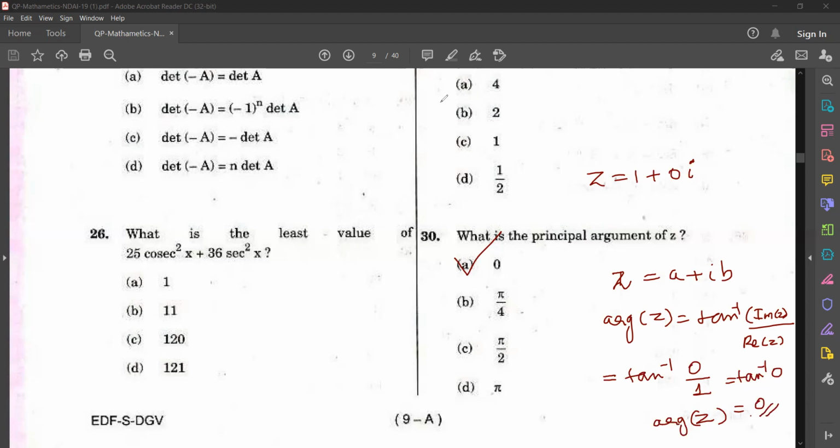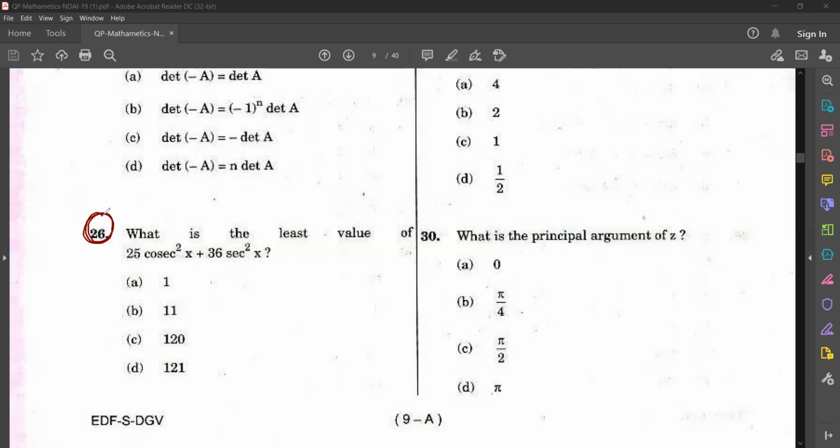Having done this, we'll go to the next question. See the question number 26. What is the least value of 25 cosec square x plus 36 sec square x? Please try.